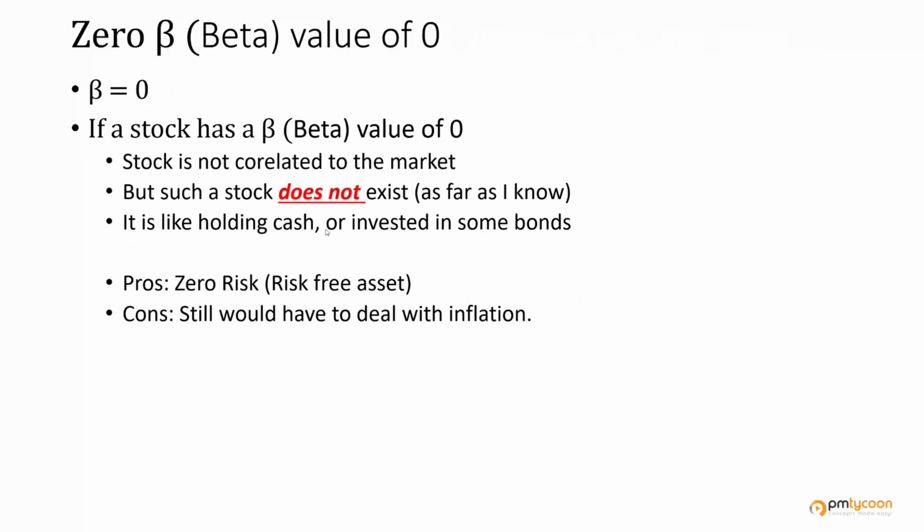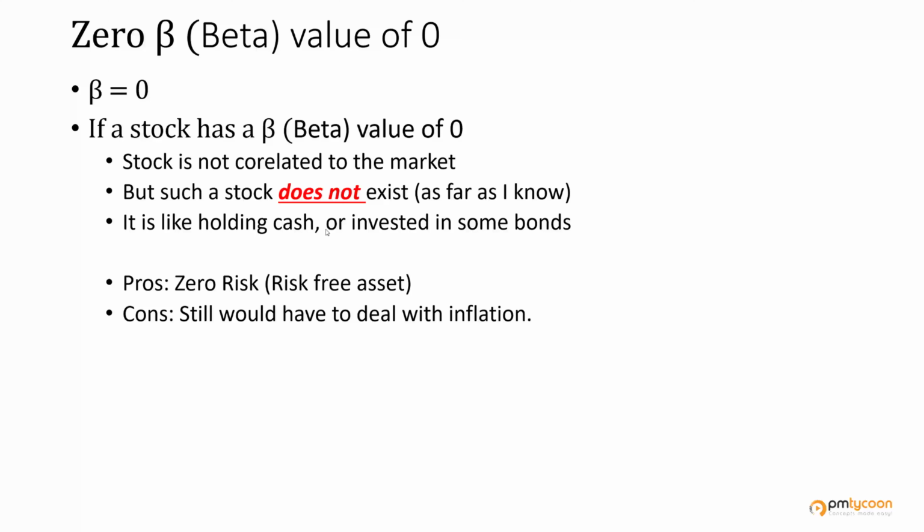What about zero beta? We've spoken about beta greater than 1, beta less than 1, but we haven't spoken about stocks which has a beta value of 0. In simple terms, if a stock has a beta value of 0, it means that there is no relationship between the stock and the stock market. And I really doubt whether such a stock exists.